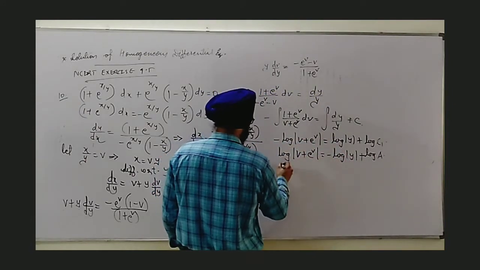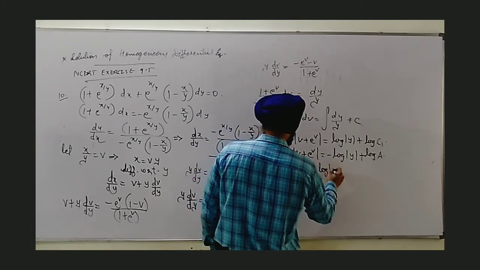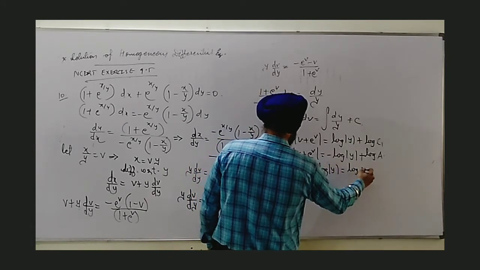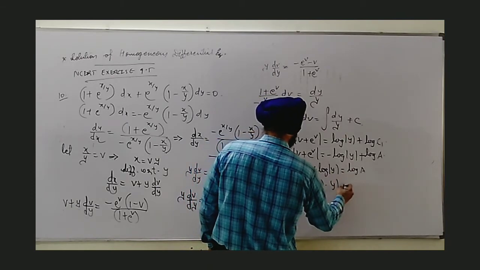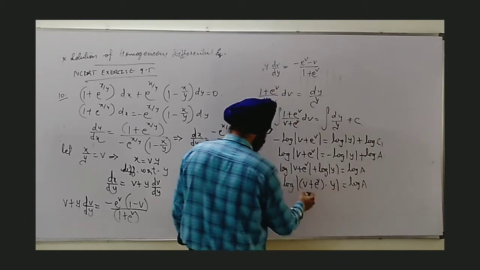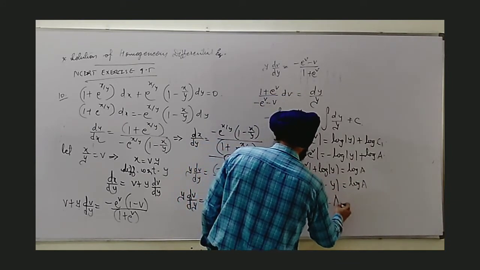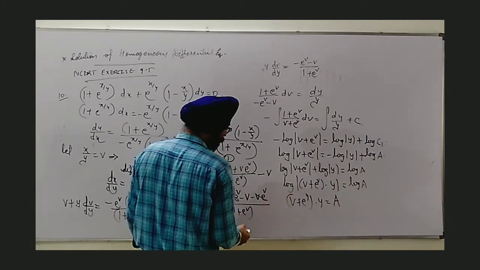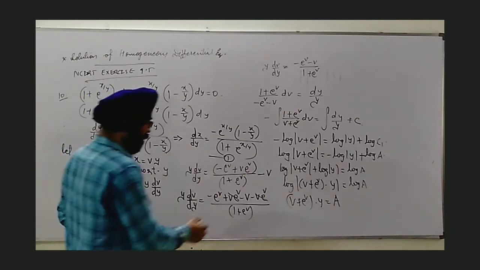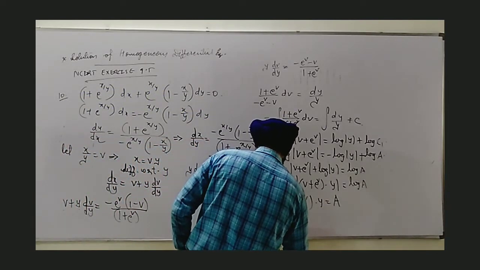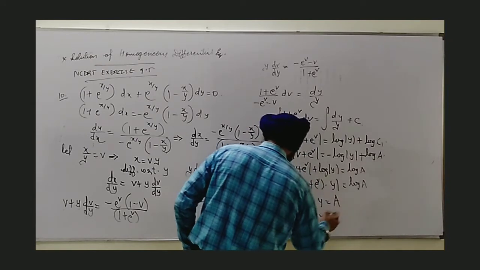Now this is shifted to the left hand side, so by the property of log we will club them so that the log can be eliminated. We get the result. You can check, both logs are removed here. Here we can put the value of v actually. V was what? x upon y. Let's say that x upon y plus e raised to the power x upon y plus y equal to a.